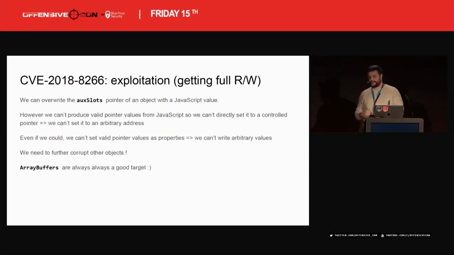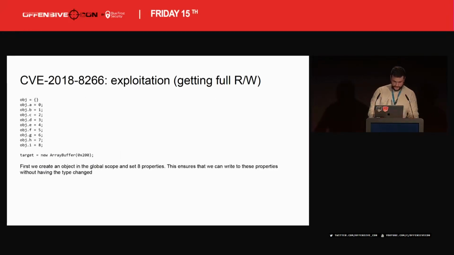So now let's take a step back. The primitive we have is we are able to override the oxlots pointer of an object with a value from JavaScript. There are limitations associated with that because, as I've introduced, you can't generate a valid pointer value from JavaScript. Any integer that you write will be tagged with the 48-bit set, so that's not a valid address. That goes for either setting the pointer or actually writing a value in memory. So we need to further corrupt other objects. And if you've ever done browser exploitation, you know that array buffers are probably the greatest gift that was given to us. So we'll just use that.